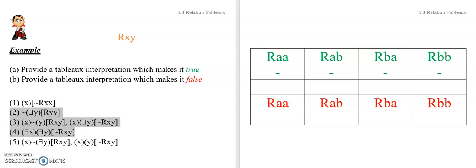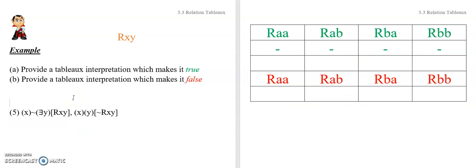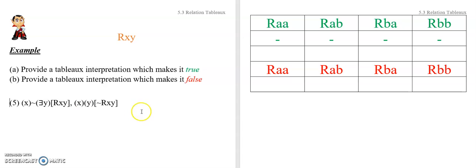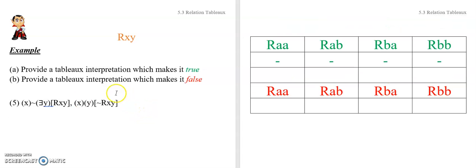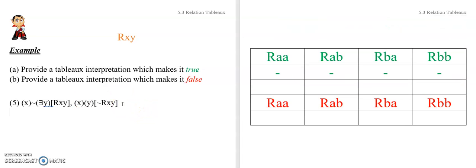Now, for this last case, I want to show you a little trick of the trade, something you can use to pretty good effect. We want to make this sentence false. If I want to make that sentence false, one way of approaching it is to say, I want to make the negation of it true.